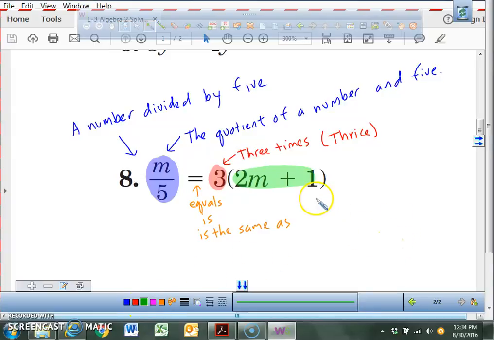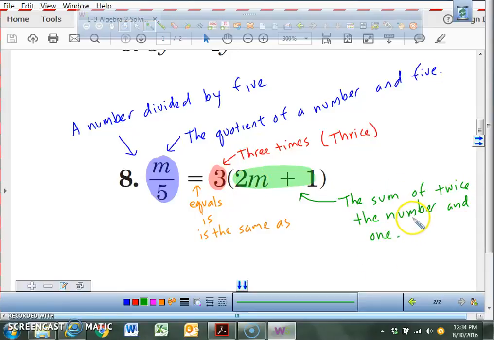Now, the most difficult one, I'm going to put a little arrow over here, give us time to write this one. This is the most difficult one, all right? Because this is actually the sum of 2 numbers. One of the numbers is 1, and the other number is 2 times a number. So this is actually the sum of twice the number and 1. So this right here refers to as the sum of twice the number and 1.